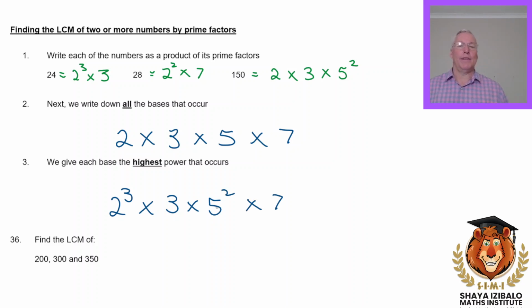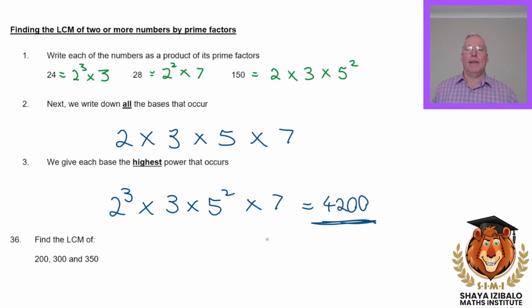If we had to multiply this number out, we could work it out. Basically it's 24 times 5, which is 120, times 5, which is 600. I think it's 4,200. I'm less worried about that than about us knowing how to do this process.